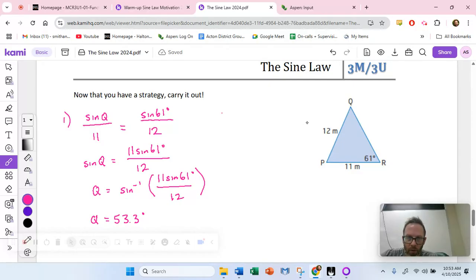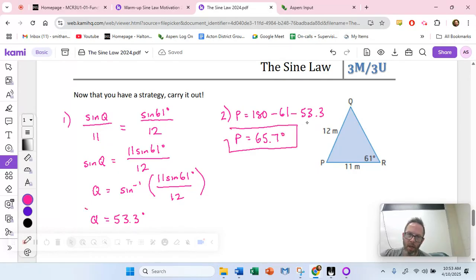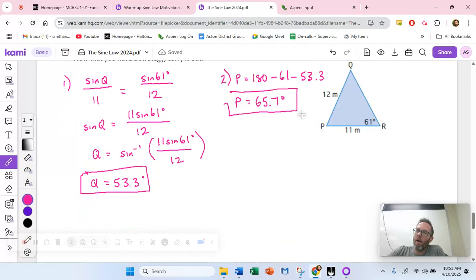Where can I squeeze this in? I'll do it right here. That means P equals 180 minus 61 minus 53.3. Whatever that is, 65.7 degrees. I got all the angles now. If you did 53 and 66, it's absolutely no problem. I'm a process guy. If you got those answers, you're clearly applying the right process. If the situation called for more accuracy, I would ask for it. But 1 decimal is good.